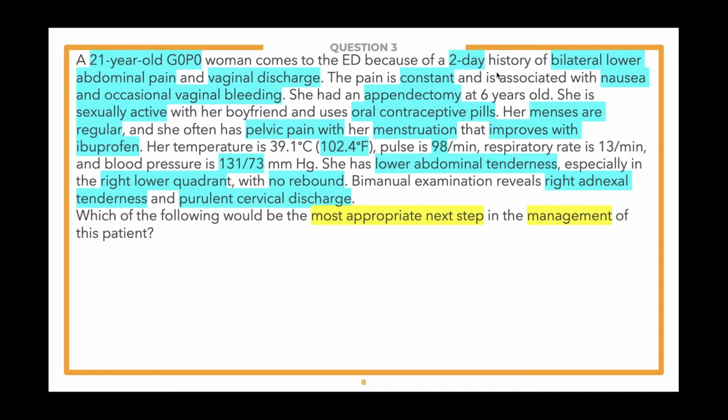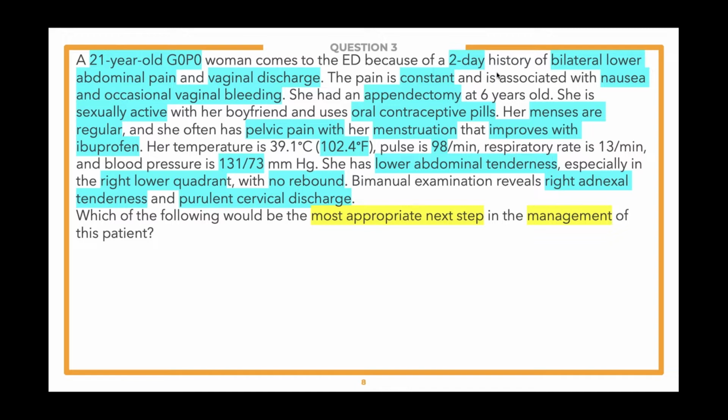Then they usually tell you, why are they coming to the ER? Why are they seeing the physician? And in this case, it's because of lower abdominal pain and vaginal discharge. Okay, that's why she's coming to the ED. And sometimes, like in this question, they'll tell you how long it's been going on for. In this case, 2 days. So that gives you a sense of if this is more of an acute issue like this or more of a chronic issue.